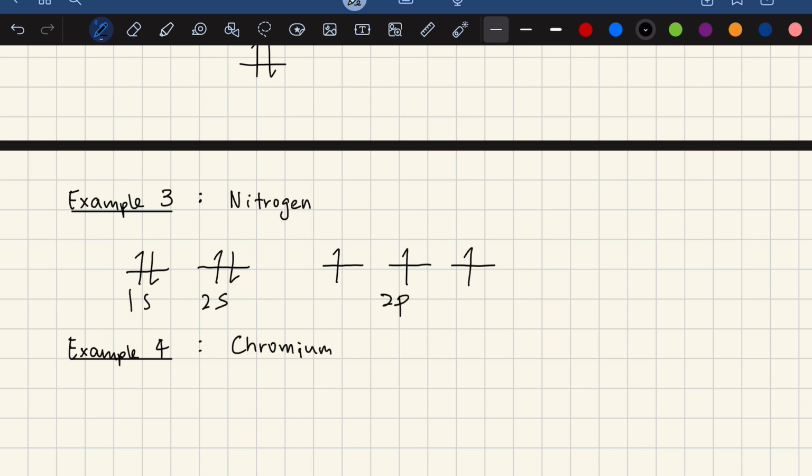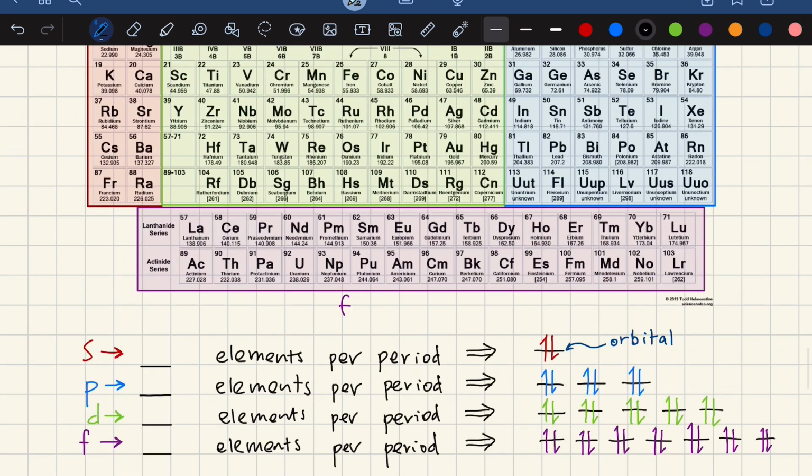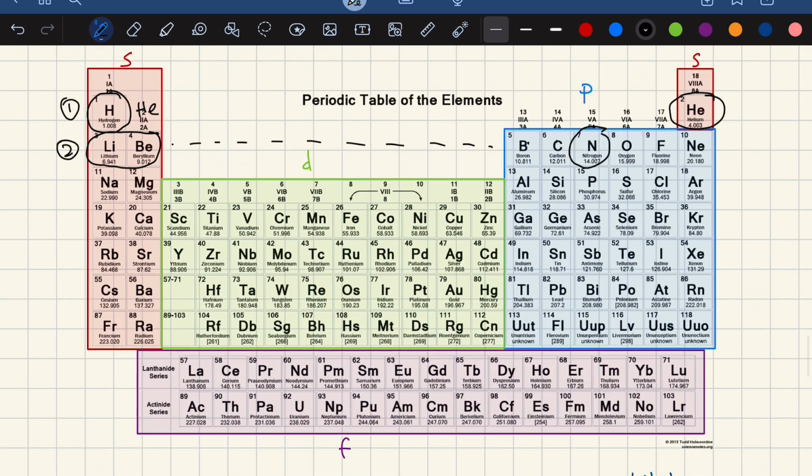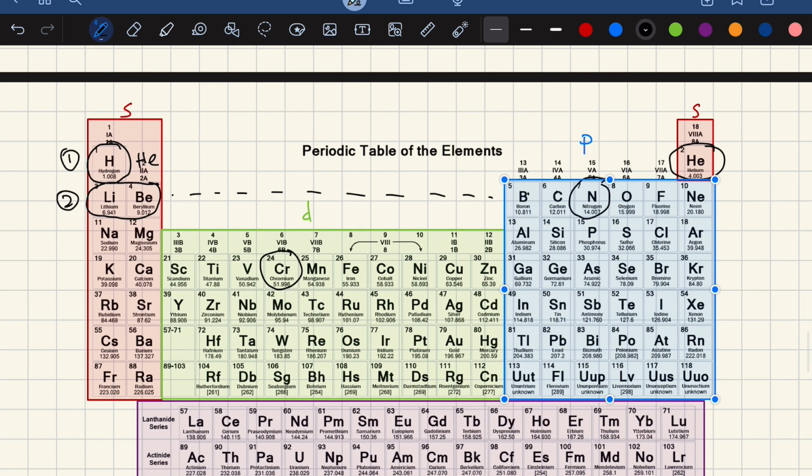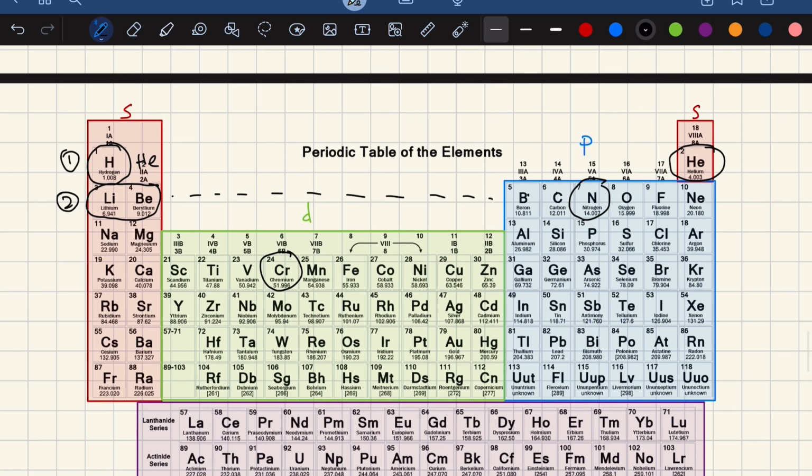Okay, last example, hardest example. We're almost done with this. We're going to look at chromium. So I'll just quickly speed through all the, I guess, inner level electrons. So we have this 1s before, this 2s like before. All of the 2p is going to be filled in because we're going to keep going down the table.